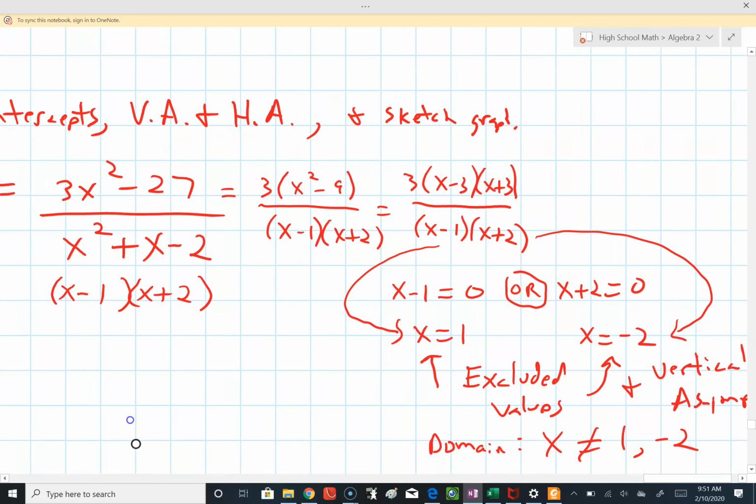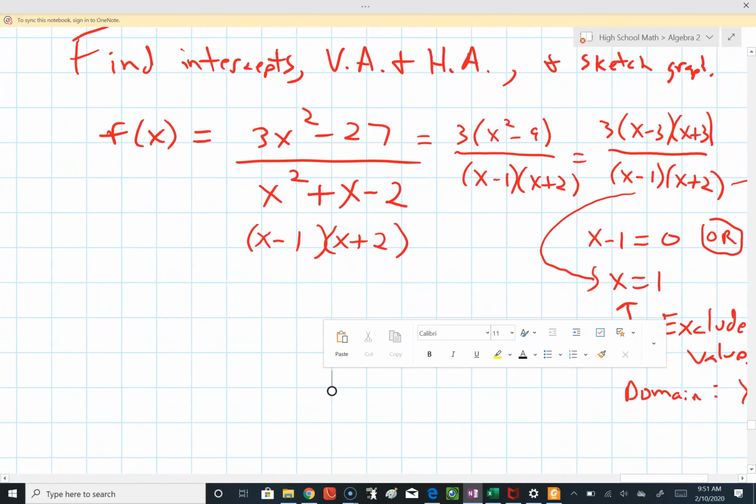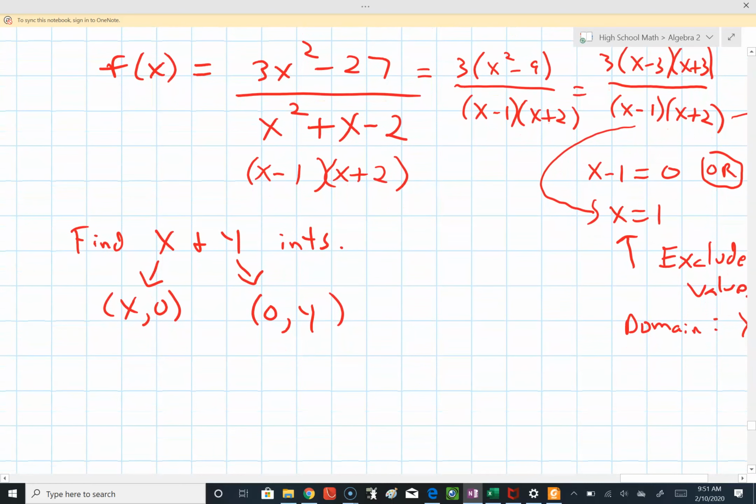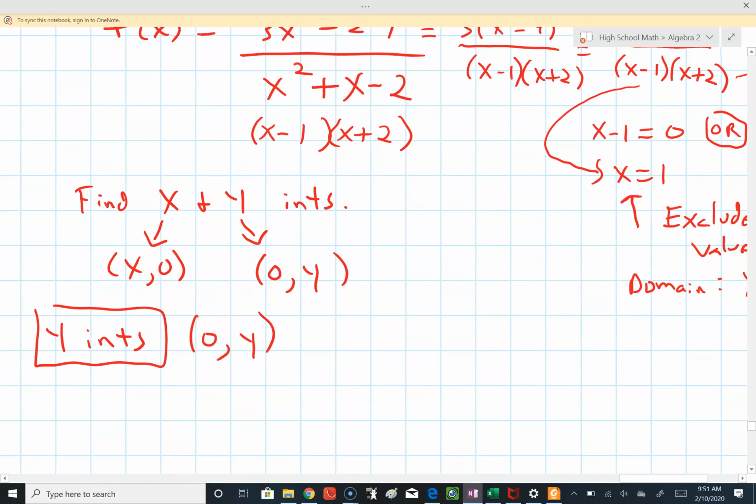Now we're going to find the intercepts. Find x and y intercepts. We know x-intercepts are some x value where y is 0. We know y-intercepts are some y value where the x was 0. So let me find my y-intercepts. Again, I'm just going to substitute 0 in place of x and find that associated y. I'm going to use my factored form.